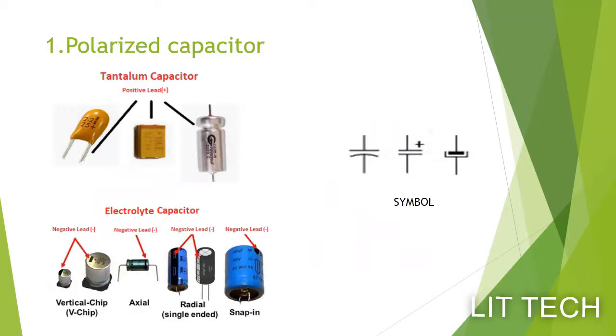Let's see the polarized capacitor with real-time image and symbols. Usually an electrolytic capacitor has the negative lead labeled with a negative sign. Tantalum capacitors have a positive sign or a band on the positive lead. Plus or minus of this capacitor cannot be interchanged. If interchanged, it will result in damaging the capacitor. Sometimes it will burst also.